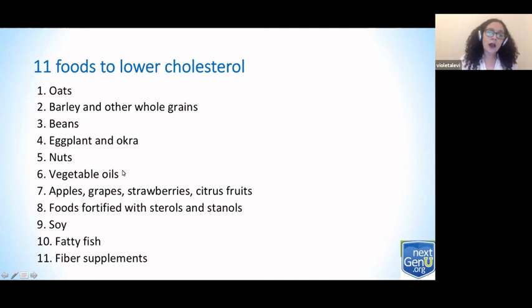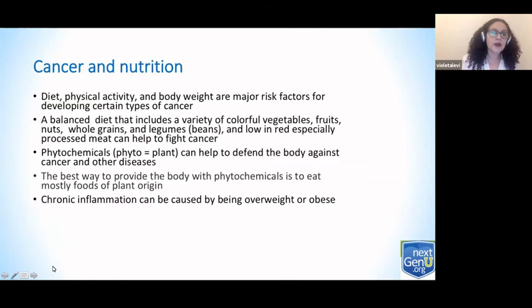Apples, grapes, strawberries, citrus fruits, foods fortified with sterols and stanols, as we said, and soy, edamame, and tofu, and all those products, and even soy milk, are very good. Fatty fish, like we said, salmon, sardines, herring, are excellent for this, and fiber supplements are important.